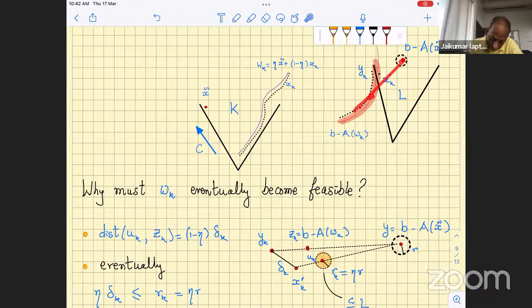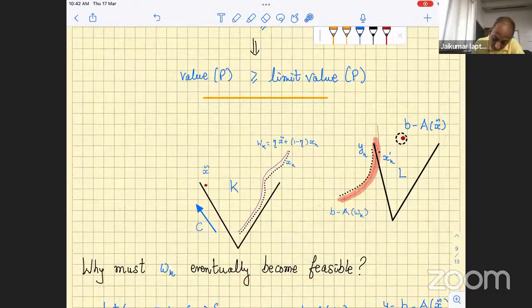So the question is, why must wk eventually become feasible? And I would really like you to pay attention. The proof is just this much. I am focusing only on this side. Clear? There is an eta. Eta has been fixed.